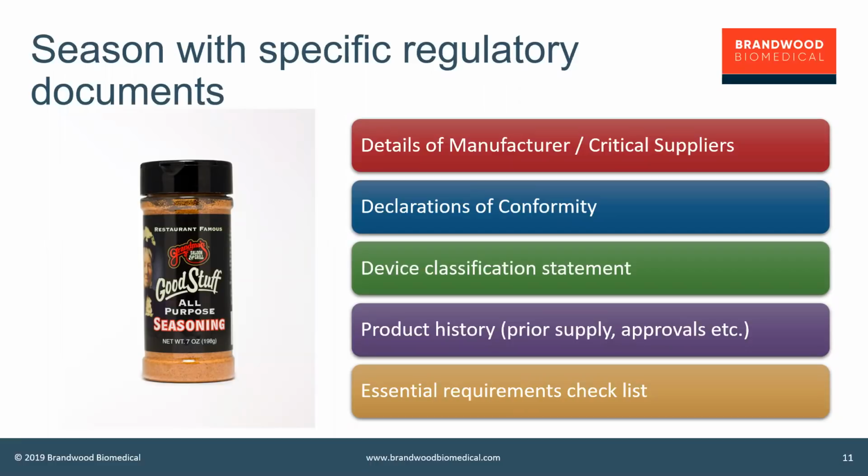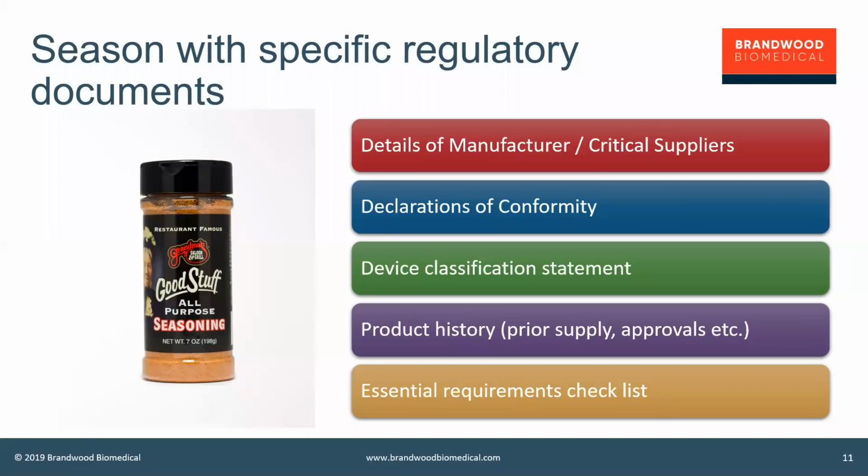We cannot be in a situation where the only check that we have of a critical manufacturer is our incoming inspection. The regulators are not accepting that as control of supplier. You need to have all these other pieces so that you have a proactive responsibility for the control of your device. The next one is the declarations of conformity.